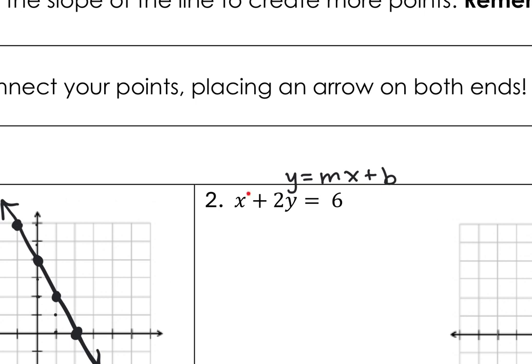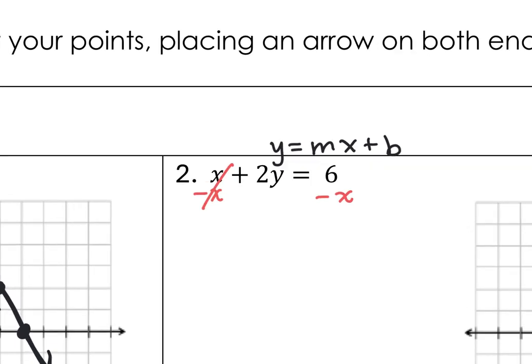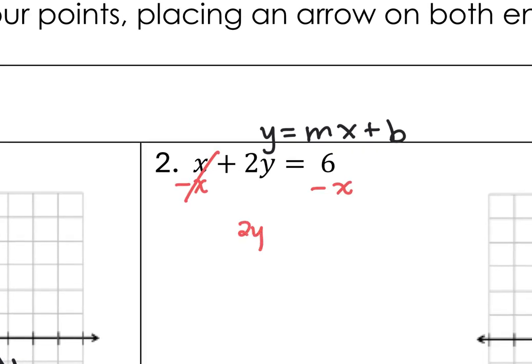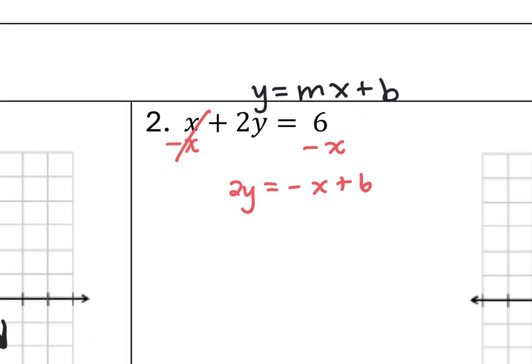So the first thing we're going to want to do is move this x over to the right side. Since it's positive on the left, when we move it over to the right, it's going to be negative. So we'll have 2y is equal to -x plus 6. Then to get the y by itself, we're going to divide by 2. And remember, we practiced this in our intro, but you need to divide both of these terms by the 2.